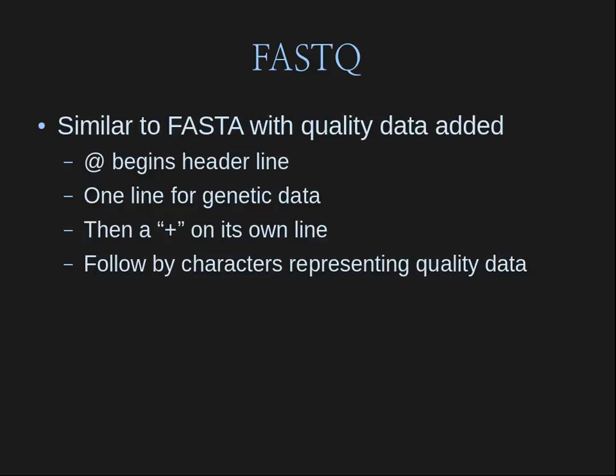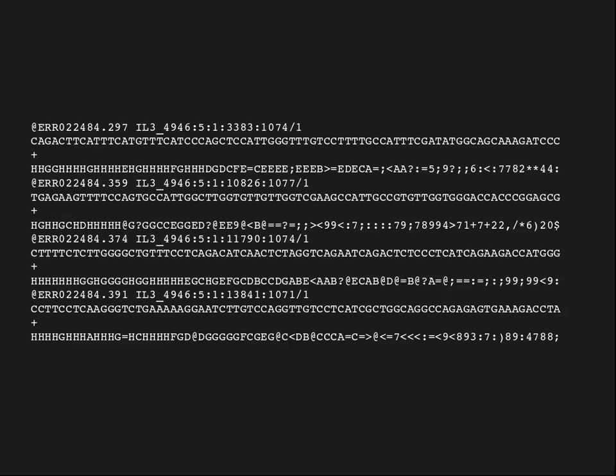This is similar to FASTA, but what's different is that we now have quality data added to the file. Instead of the greater than sign that begins the header line, we have an @ sign that begins the header line. After that, you have one line for the genetic data. You then have a plus, and then you have one line for the quality data. That line is a whole bunch of different ASCII characters that represent all of the different qualities that you can have. It looks more jumbled than regular expressions. There are just random characters up there. It looks like one long curse. And this is what it looks like.